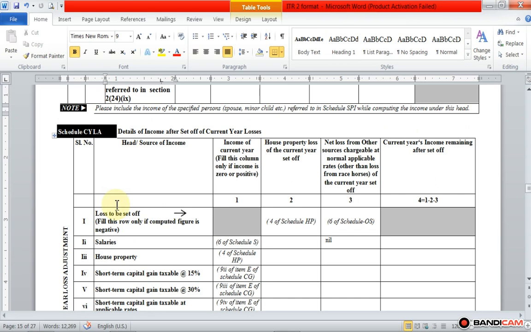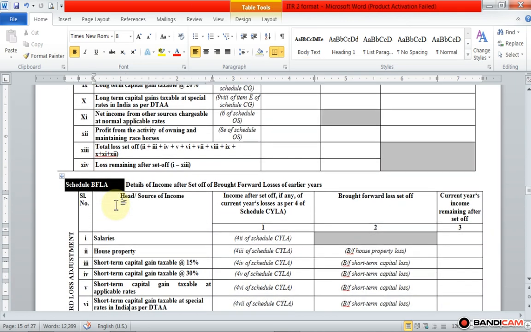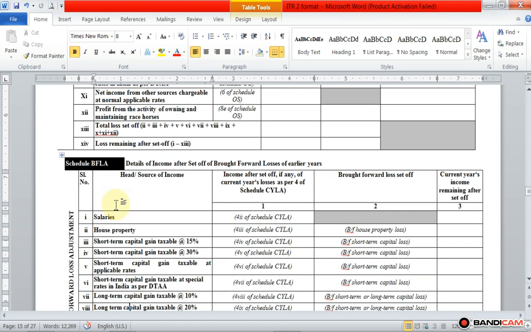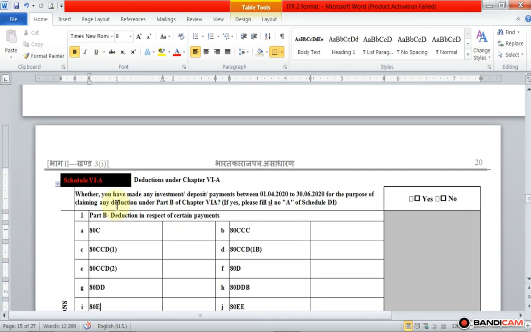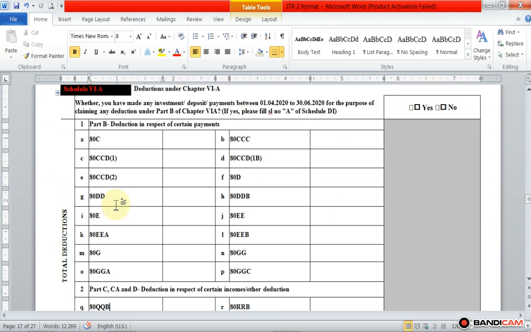Here we also studied set off of current year losses against current year income. Then we also studied the details of income after set off of brought forward losses of earlier years. It means past losses are brought forward, and here the assessee will fill the information relating to the past losses. Then we studied deductions under Chapter VI-A applicable to individuals.